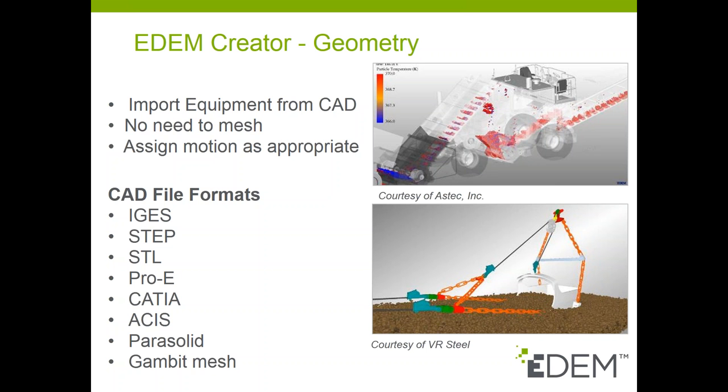The different CAD file formats are shown here on the slides. Primarily our customers will be using STEP or IGES or STL by default. When the geometries are imported into EDEM, they're automatically meshed. Really all the user needs to do is import their design and assign the motion of their equipment as appropriate.